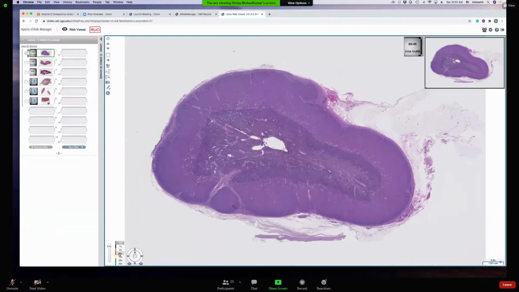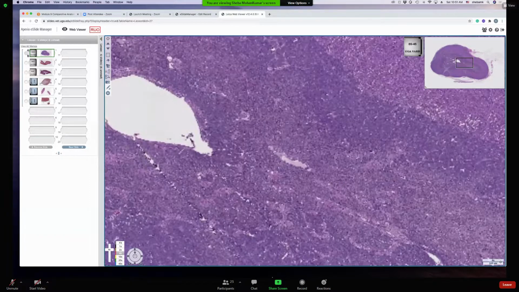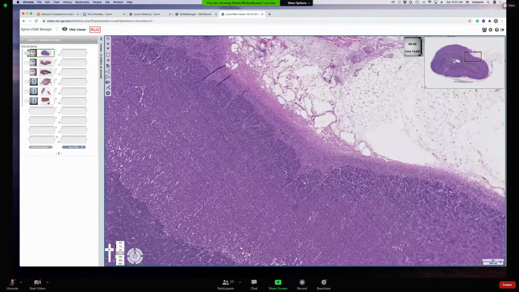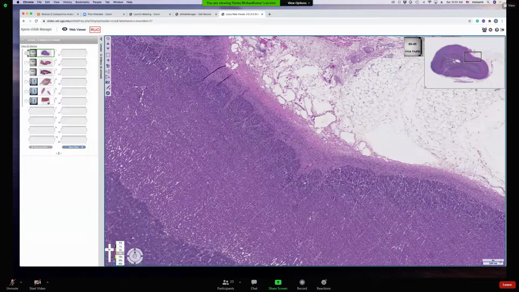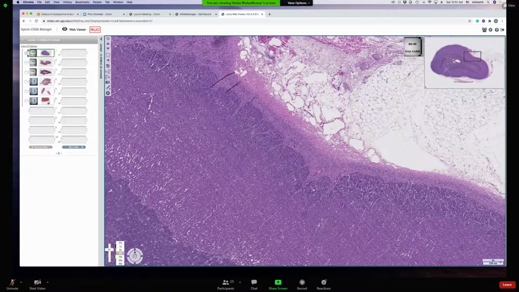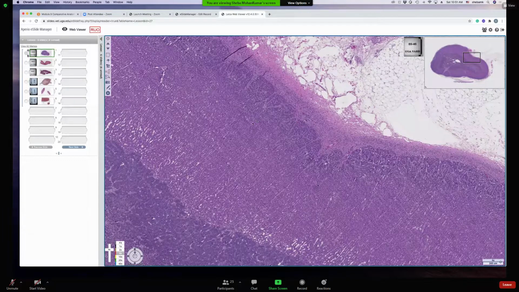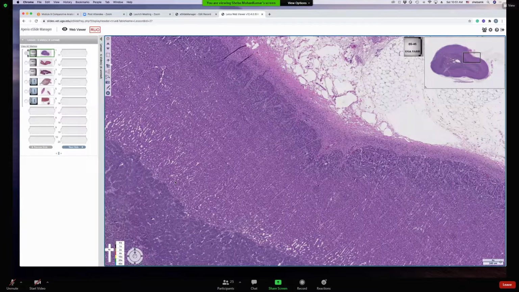So if you look at the cortex, let's go closer to take a look at the cortex. You have to know how the different zones look. Okay, so this would be the zona, from there to there. Zona glomerulosa. Okay, and then from here to here would be the zona fasciculata. Very good. And then from there to there would be the zona reticularis.